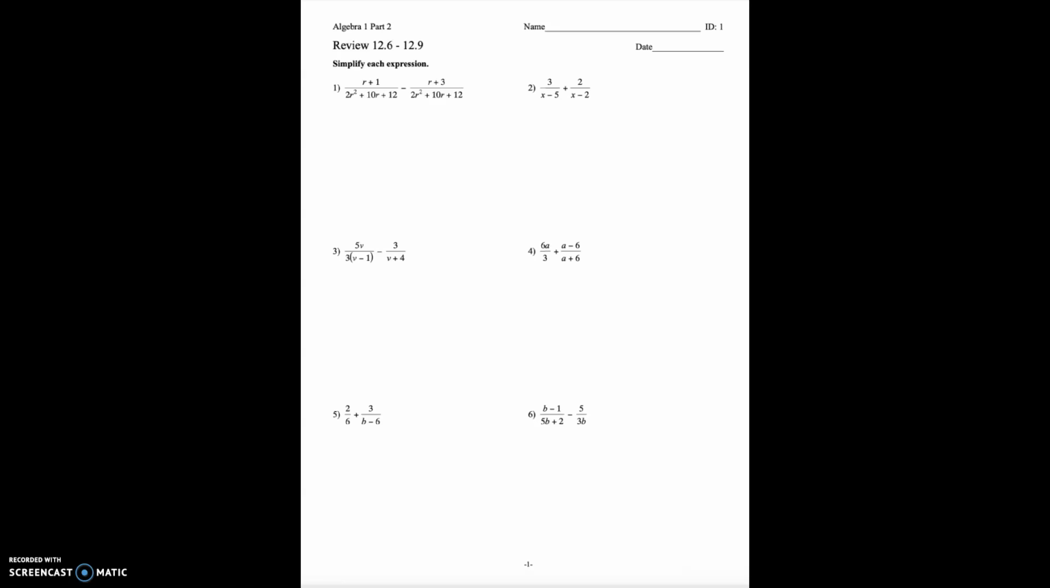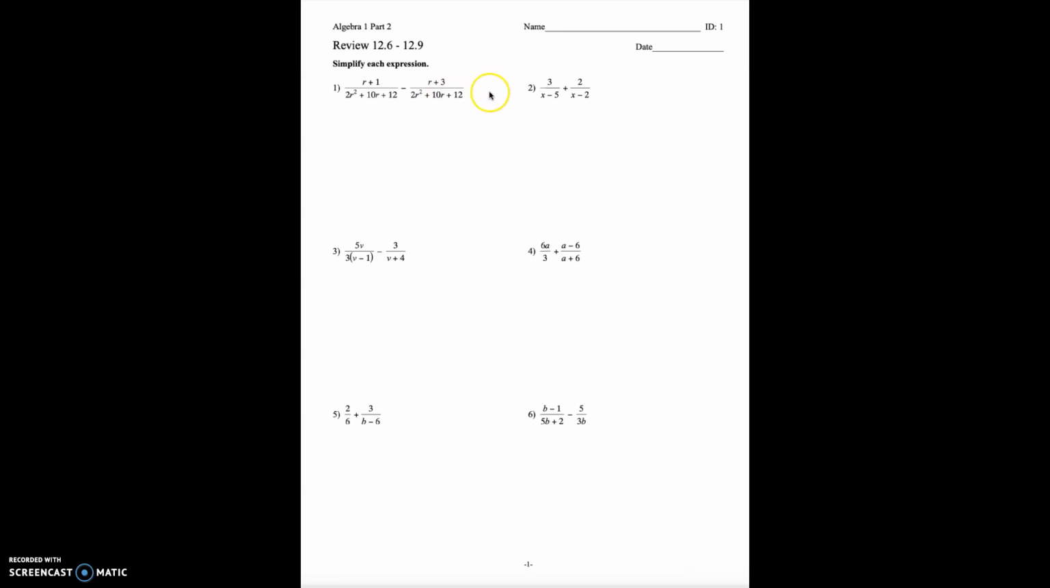We are able to finish reviewing and checking on your skills for the first part of chapter 12. Now we're going to focus on sections 12.6 to 12.9. These can be a little bit more complicated than the previous ones because we're adding and subtracting.